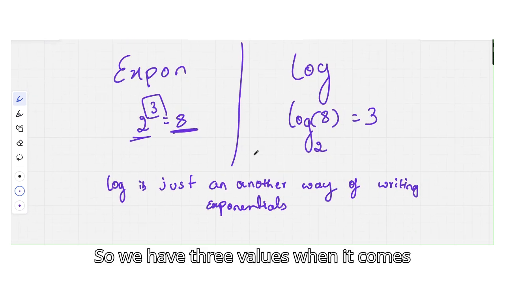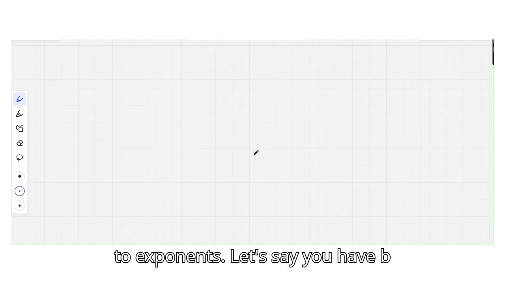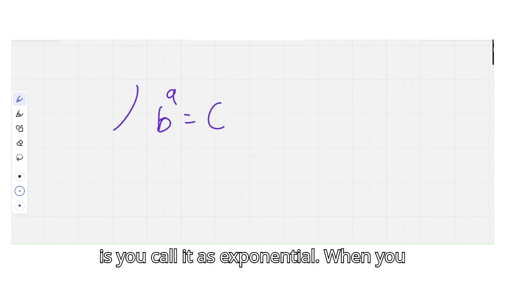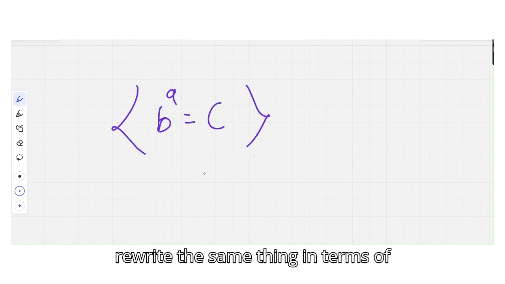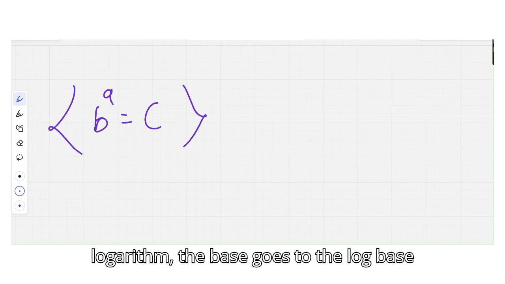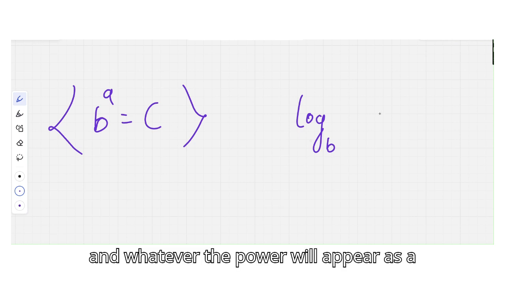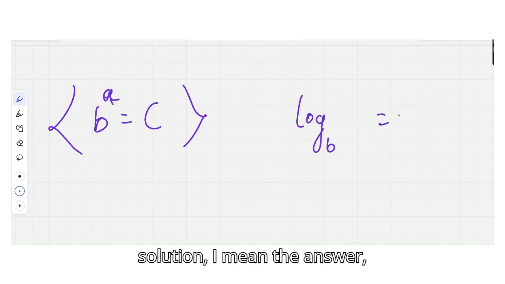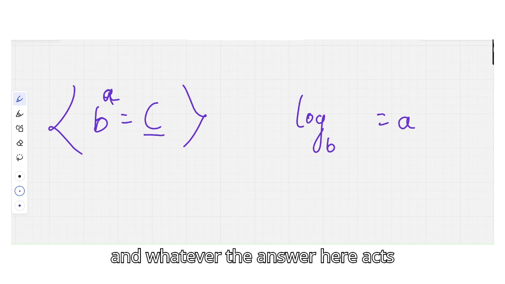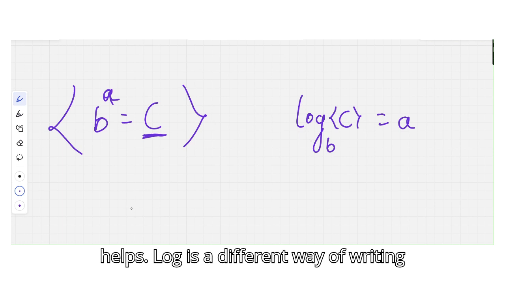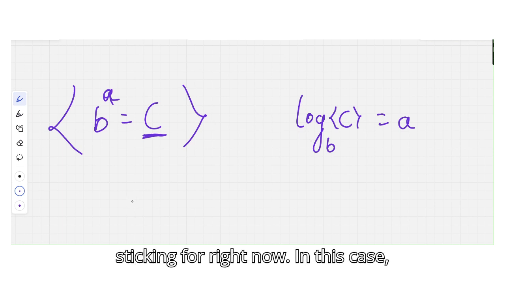So we have three values when it comes to exponents. Let's say you have b raised to the power a equals c. You call this exponential. When you rewrite the same thing in terms of logarithm, the base goes to the log base, so it goes like log with the base of b, and whatever the power is appears as the solution, I mean the answer, and whatever the answer is here acts like a question in this part. I hope this helps. Log is a different way of writing the exponential. That's what we are sticking to right now.